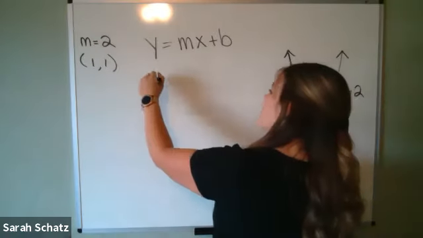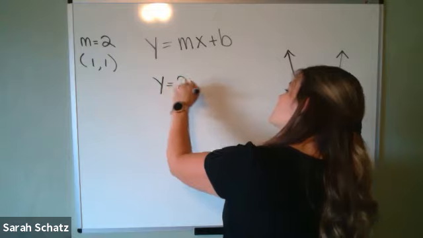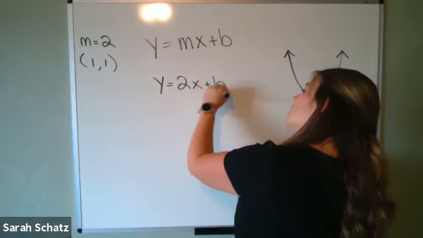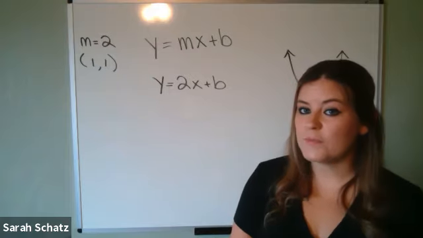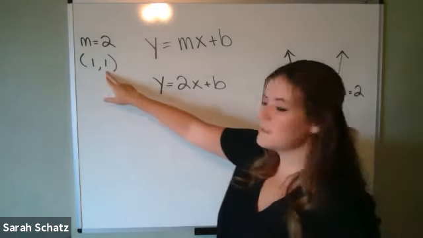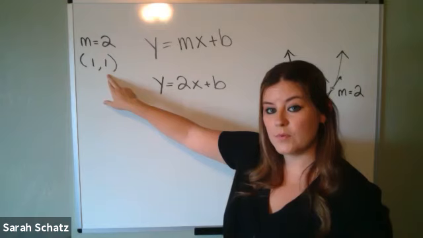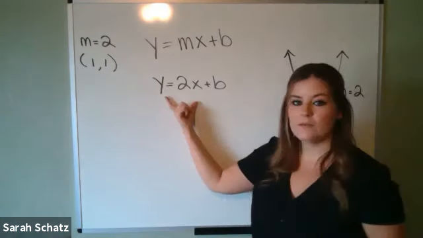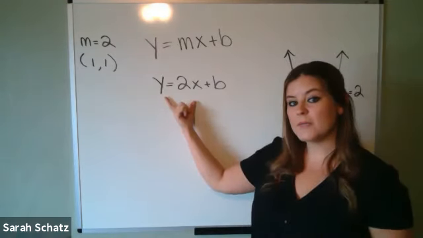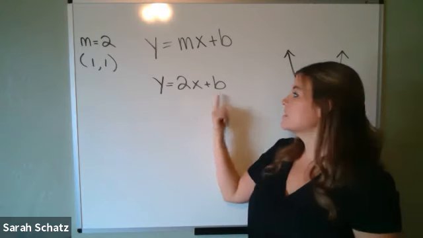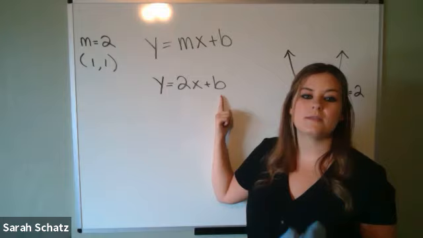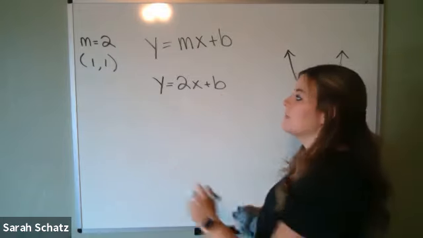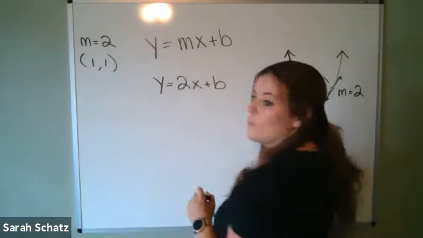Well, first of all, I'm going to put the m in there since I already know that. And now I have y equals 2x plus b. I still don't know b, but let's use this xy point. Let's plug it in for this x and y for a minute. What that's going to do is leave b as the only unknown in the equation, which means we can solve for it. So x is 1, y is 1.